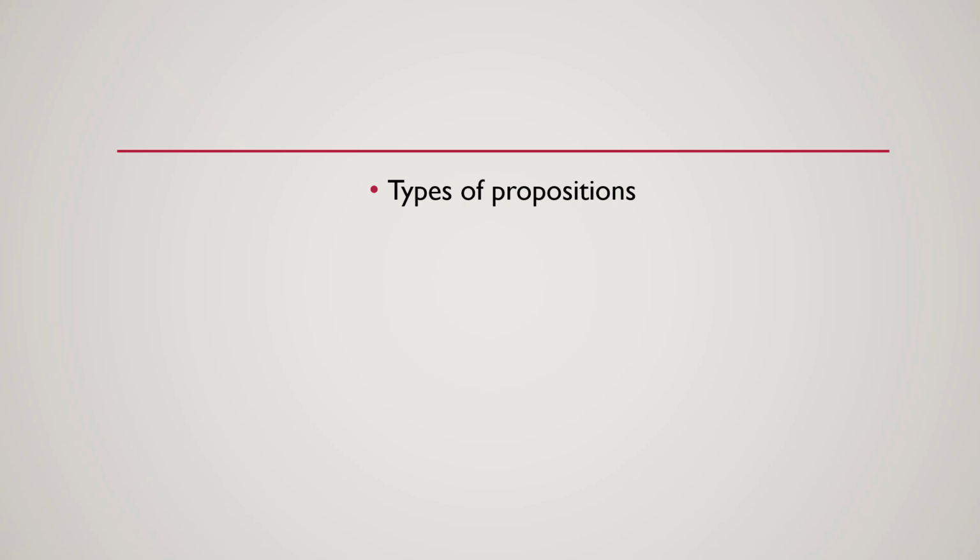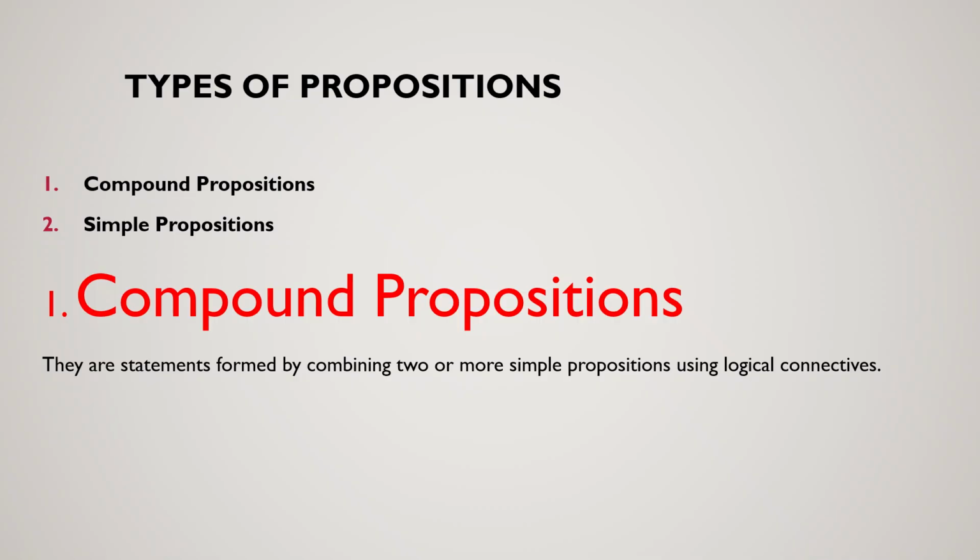Okay, let us now look at the different types of propositions that you can form when you are making an argument. The two main types of propositions are compound propositions and simple propositions. Although we are not going to dwell much on compound propositions, they refer to statements formed by combining two or more simple propositions using logical connectives.